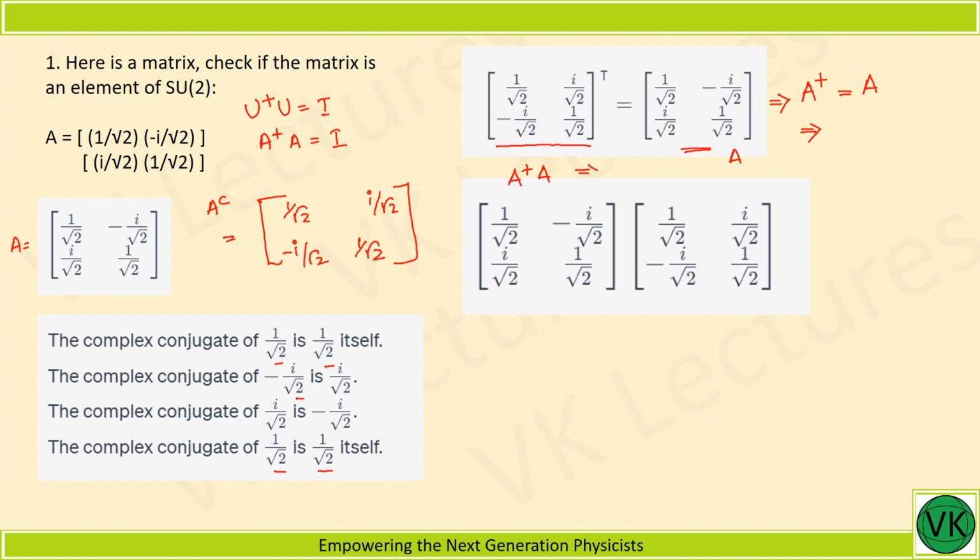what we can find is 1 by root 2, minus I by root 2, I by root 2, and 1 by root 2. Now the same thing we have to write here. So this is A and this is A dagger, and their product gives us 1 by root 2 times 1 by root 2, that is 1 by 2, plus minus I by root 2 times I by root 2, that is plus 1 by 2, which gives again 1 by 2.